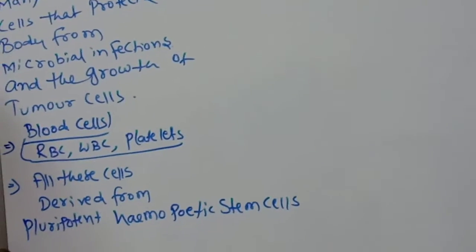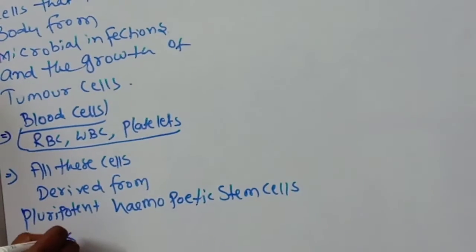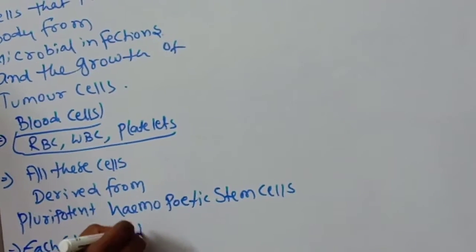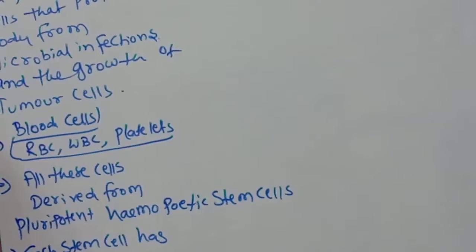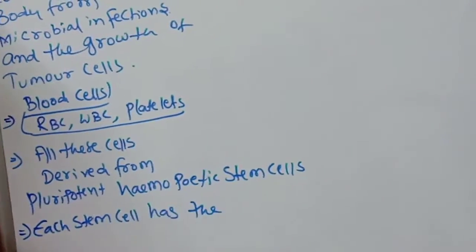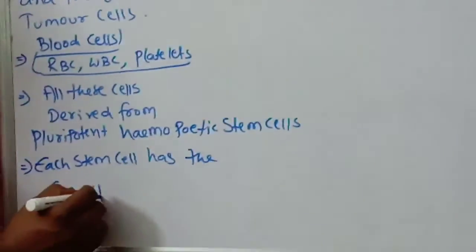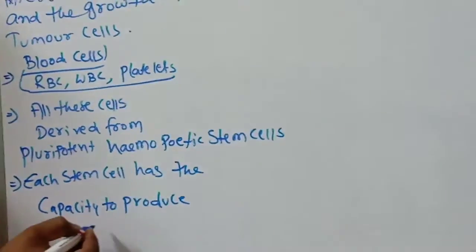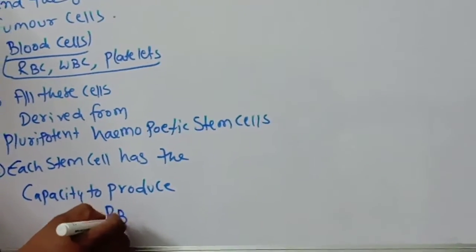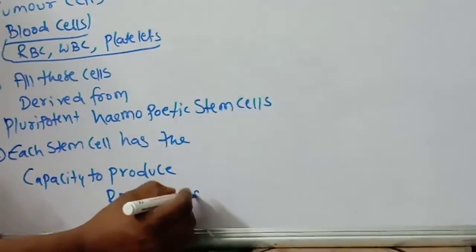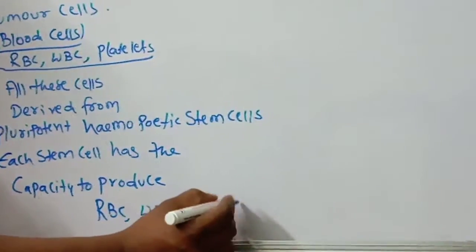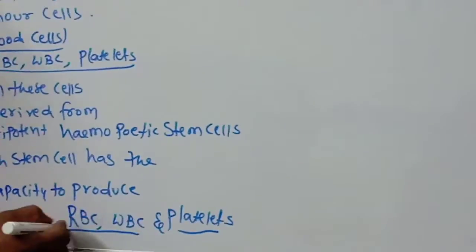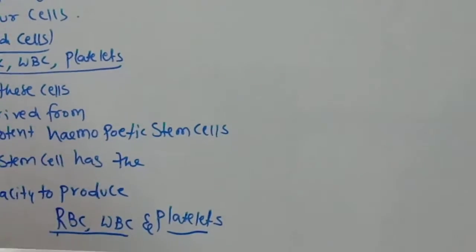Each stem cell has, this point you have to remember, the capacity to produce RBC, WBC and platelets. So all these cells are derived from which one? Pluripotent hematopoietic stem cells. Like that it will be there.